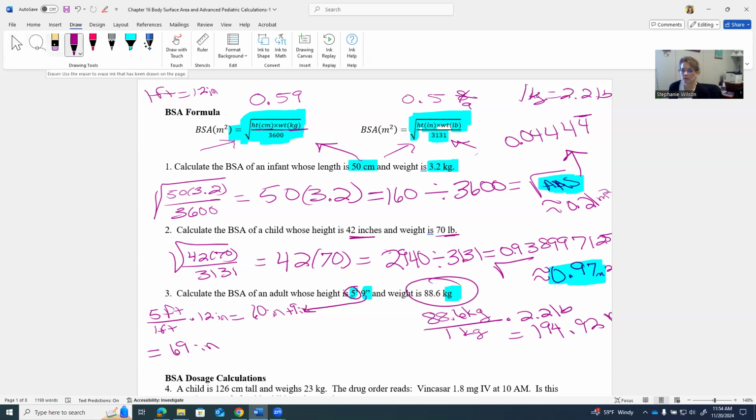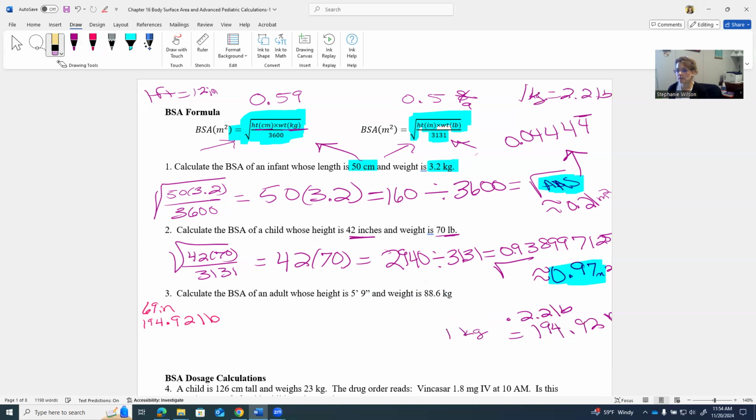I'm going to clean this up, guys. So if you want to pause this so you can write it down, I would. I'm going to clean it all up. All right, so I'm going to write the 69 inches here. And my answer for the pounds right here. Don't round until you get to the end. You always round the final answer. All right, so let's clean it up.